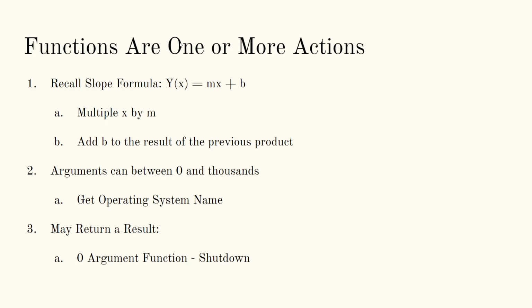So in the slope formula y equals mx plus b, you have one argument, and that is x. Well, in programming, you can make 0 to thousands of arguments. If you do thousands, though, you may destroy your memory. And you could have a function with no arguments, like getting your operating system name. That's just going to return Windows, Linux, Mac. And that result is optional. So an example of a zero argument function that has no result, shutdown, right? Turns off your computer.